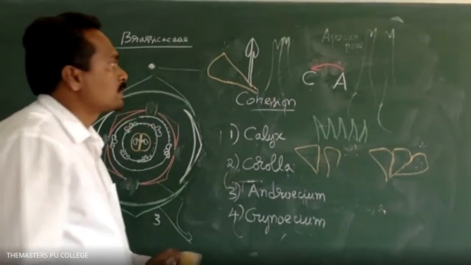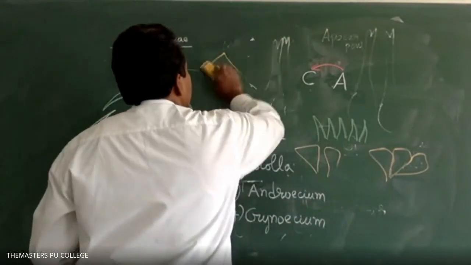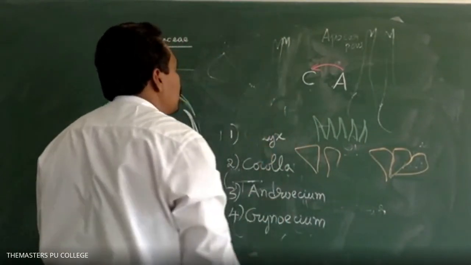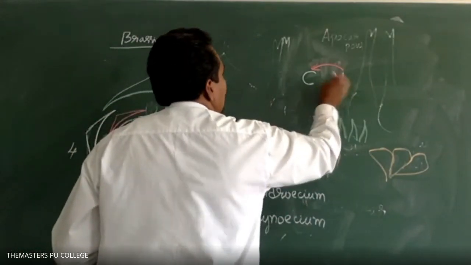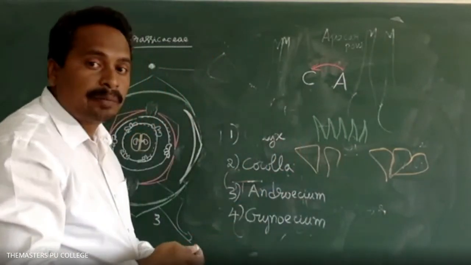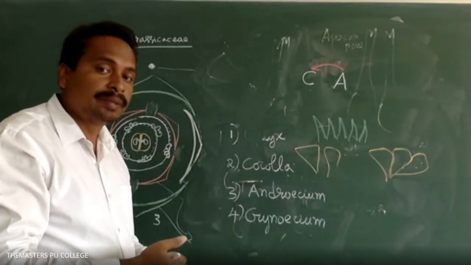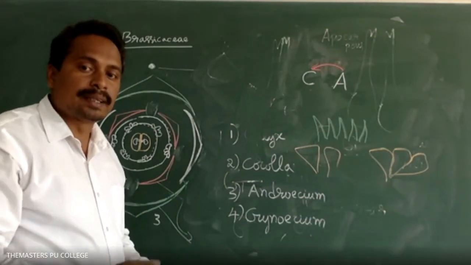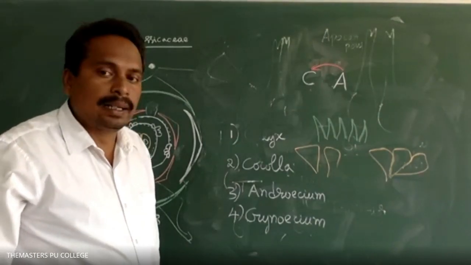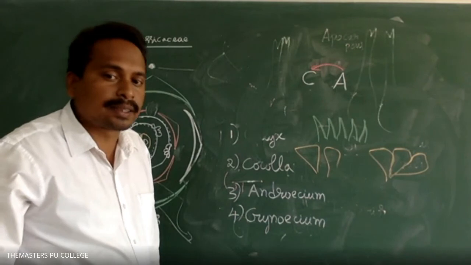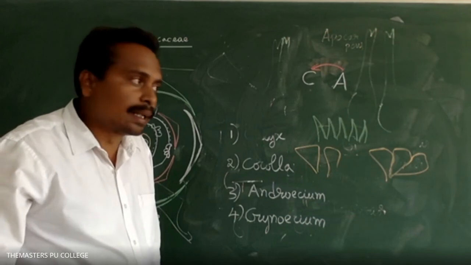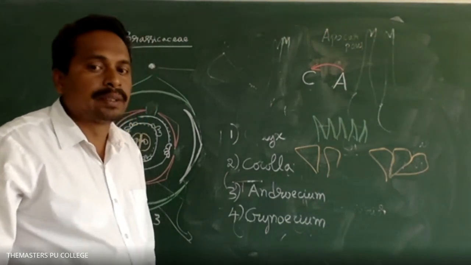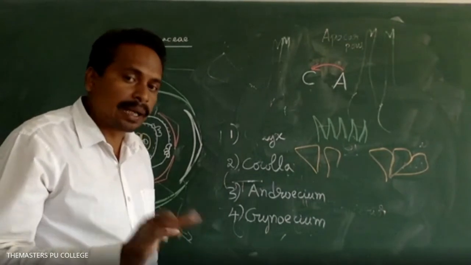Suppose in some plants the stamens are attached to the perianth. That is epiphyllous, which we have already learned about. Epiphyllous is seen in which plant? Lily. Very good. In a lily, is there any differentiation of calyx and corolla? No, sir. There is no differentiation of calyx and corolla.